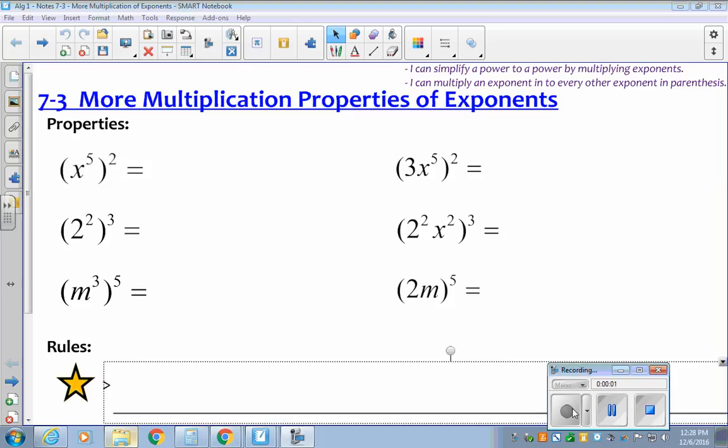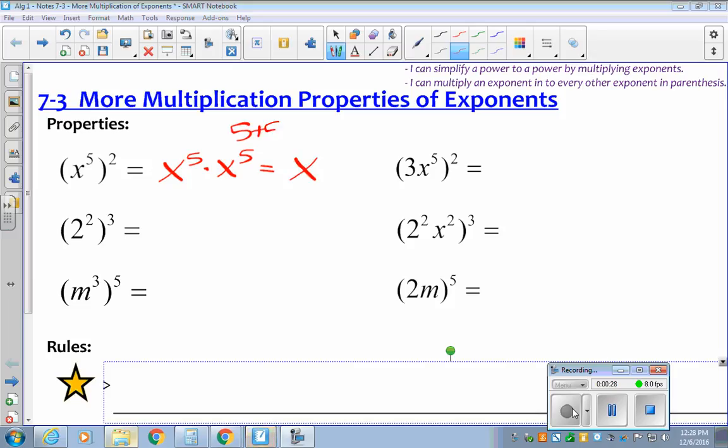So we're going to take a look at when we are raising a power to another power. We're going to look at the scenario: I have x to the 5th, and I'm squaring it. So I have x to the 5th times x to the 5th. How many x's is that? 10. 5 plus 5 is 10.